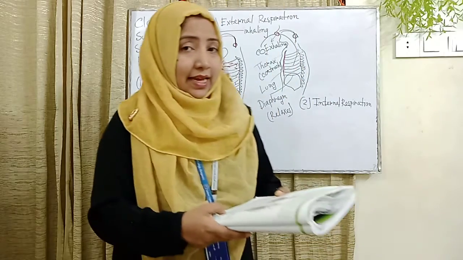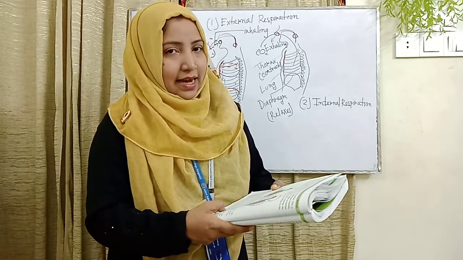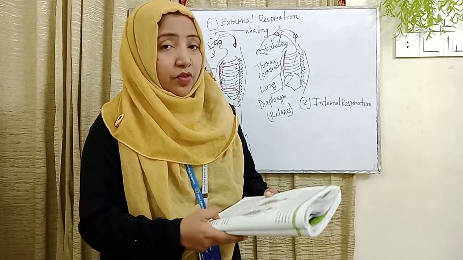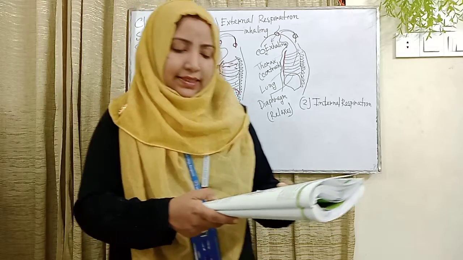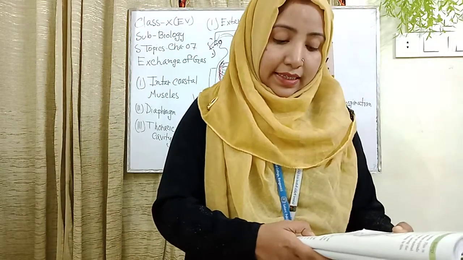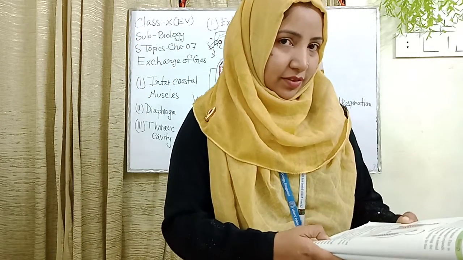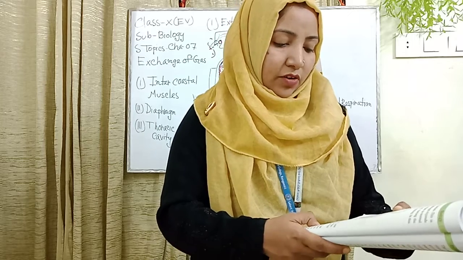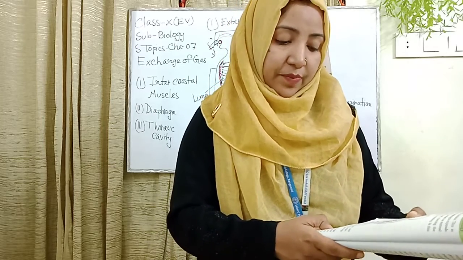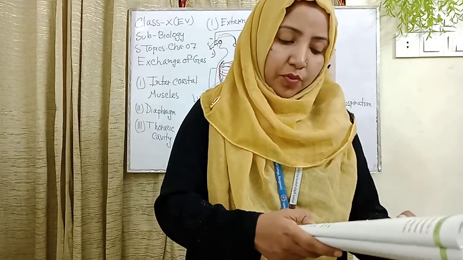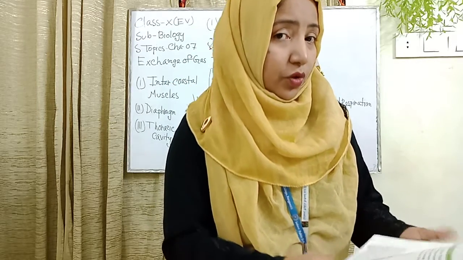The first structure is absorption of oxygen. How can oxygen be absorbed? Here, gaseous exchange in the lungs takes place through diffusion. In the blood, oxygen does not remain free. A large amount of oxygen combines with the hemoglobin of the red blood corpuscles and forms oxyhemoglobin.